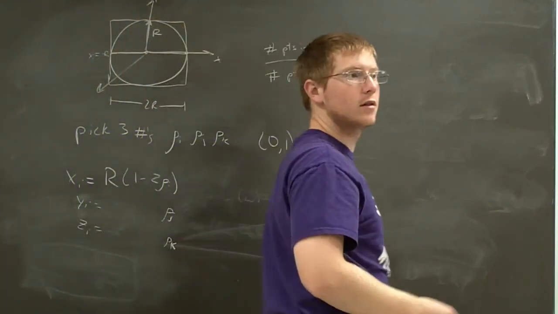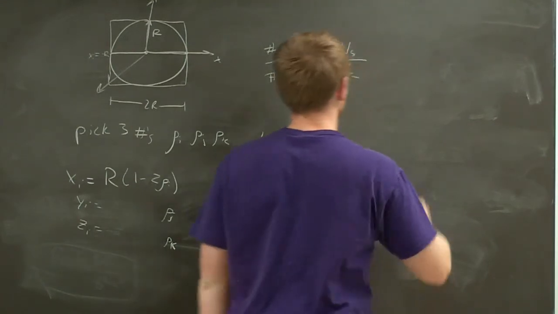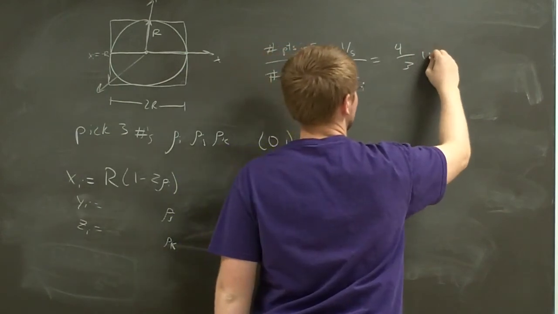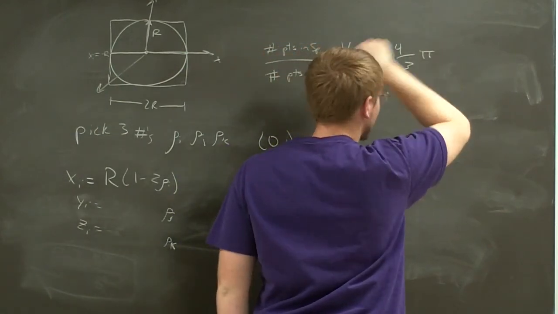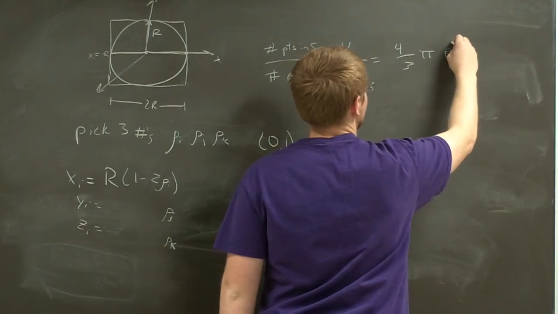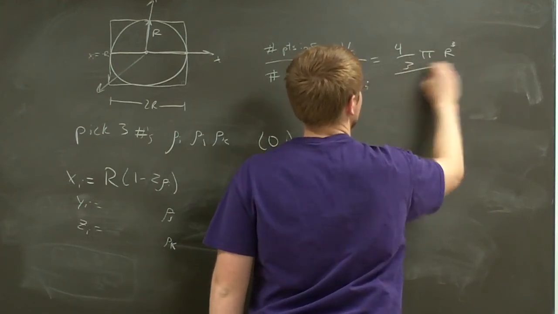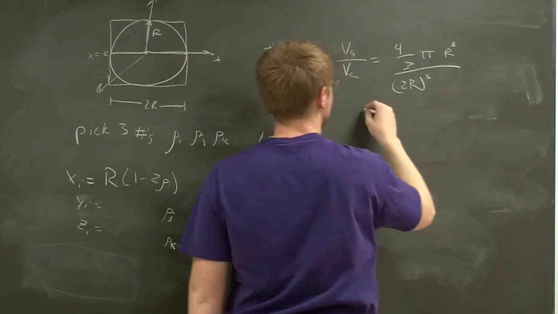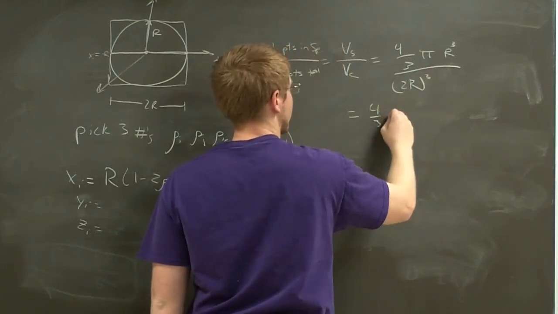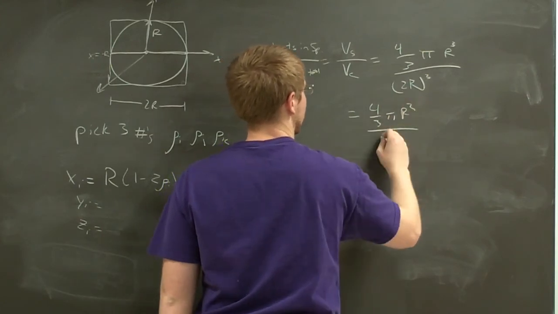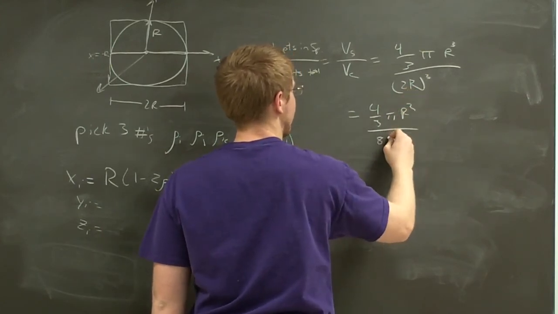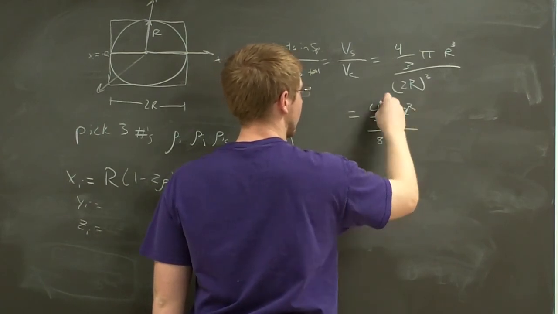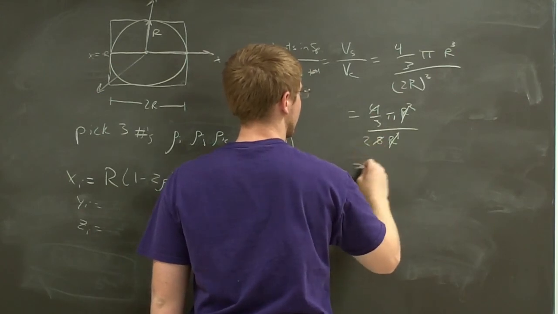So, yeah? No, I would agree with you. So, the volume of the sphere is 4 thirds pi times big R cubed over 2R cubed, which is equal to 4 thirds pi R cubed over 2 times 2 times 2 is 8 R cubed. The R cubed terms go away, this becomes a 2, and you end up with pi over 6.